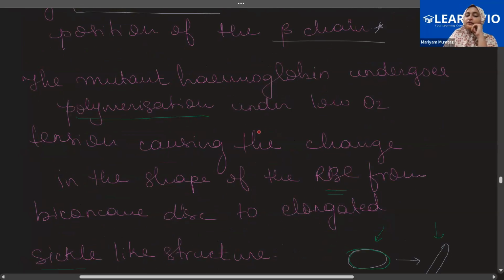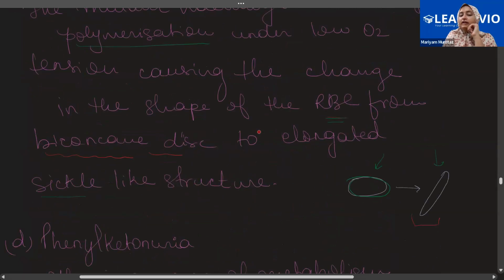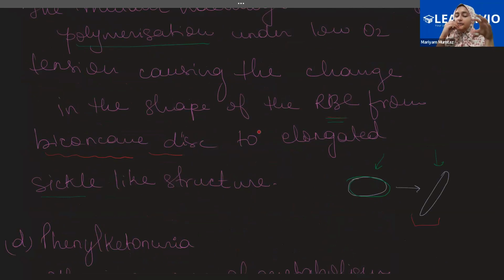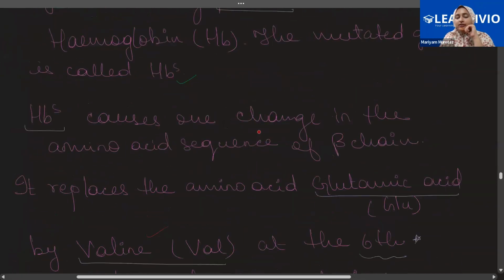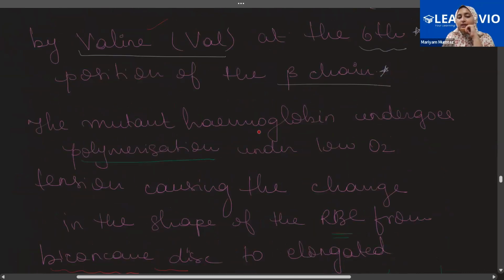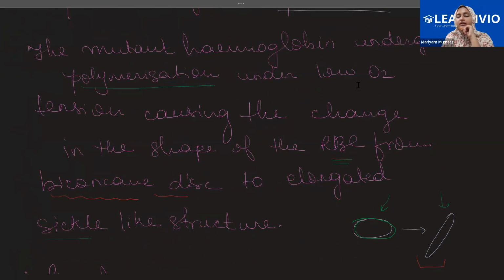Now the normal shape of RBC is a biconcave disc shape. But from this shape, it becomes an elongated sickle-like structure, which reduces the oxygen carrying capacity of this RBC. So this is what happens in sickle cell anemia. Now you people have understood which chain of hemoglobin gets affected, alpha or beta? Which one is this mutation affecting? It is affecting the beta chain, right?